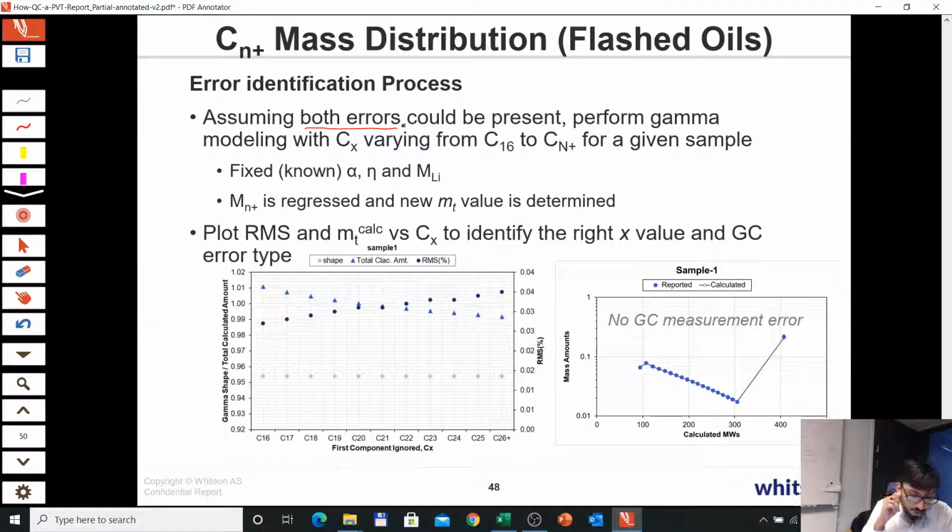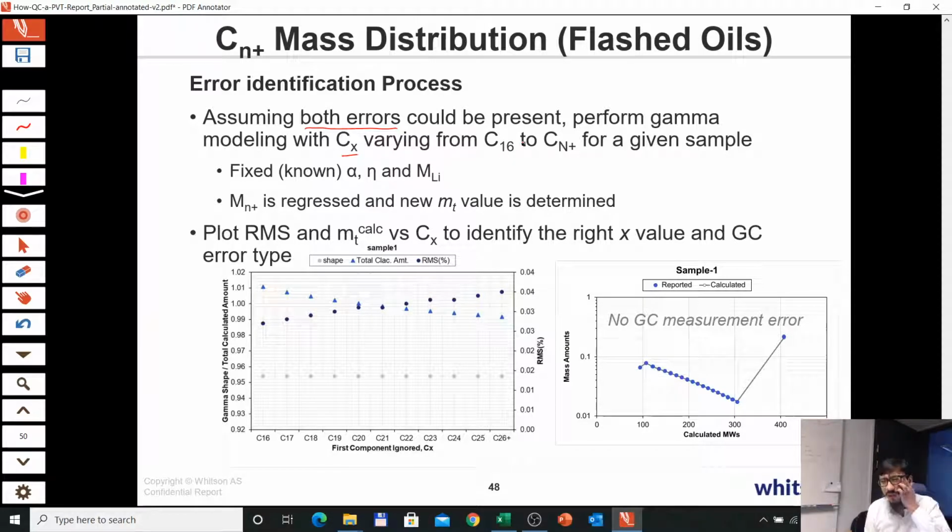Okay, so with this assumption, the workflow is that we perform this gamma distribution modeling with CX. And if you remember, the CX is the first component from which, for example, the baseline shift problem starts, right? Or in general, you can say the CX is the first carbon number from which you have error in the gas chromatography. So what we will be doing is varying the CX carbon number, the CX value, from C16.